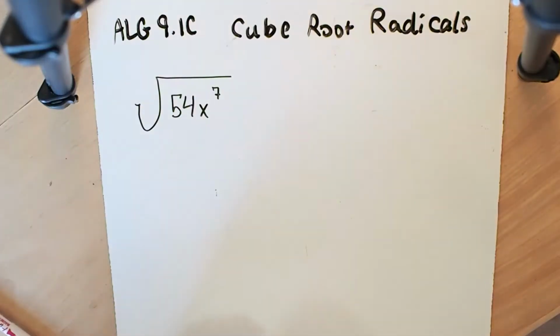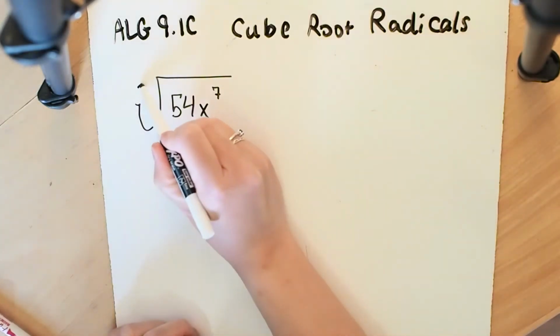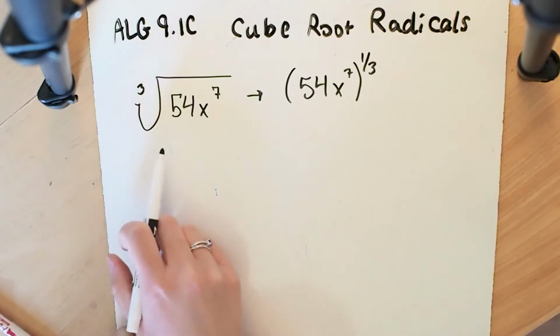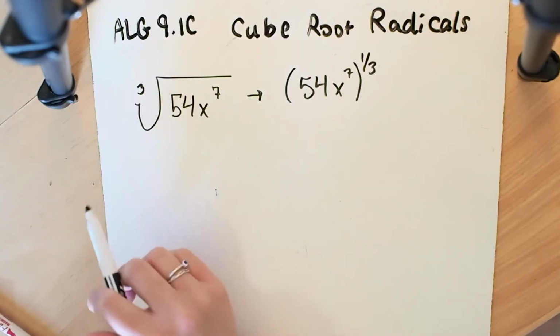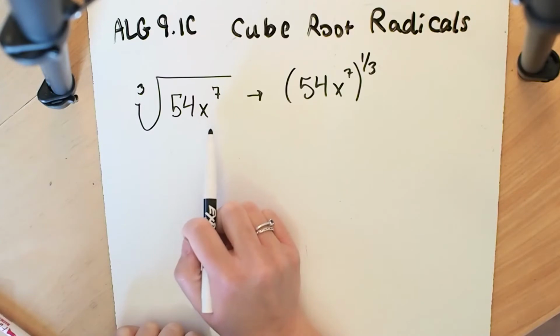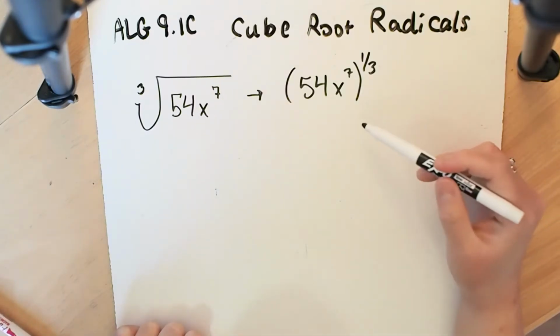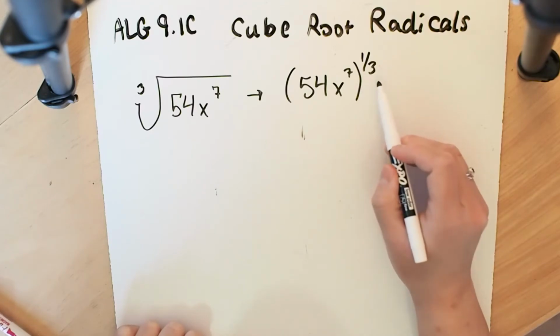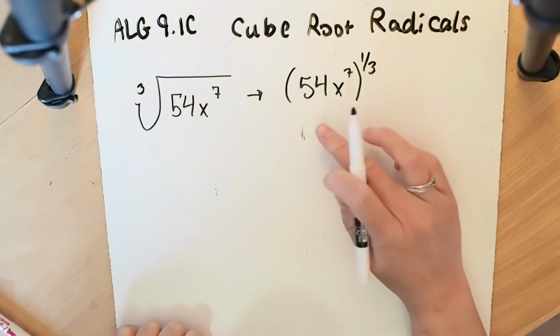We've talked about simplifying square root radicals in the numerator and the denominator. Today we're going to start talking about cube root radicals. The first thing we have to remember is that if we see a cube root radical, for example, the cube root of 54x to the 7th, another way of reading that is 54x to the 7th all to the 1/3 power. This is going to be important for us later.